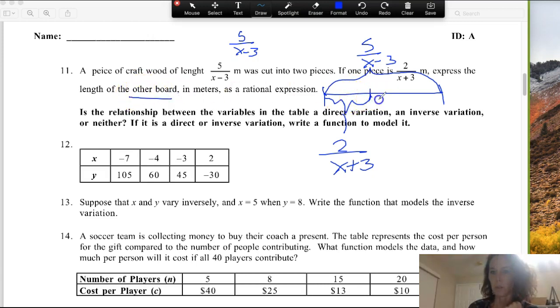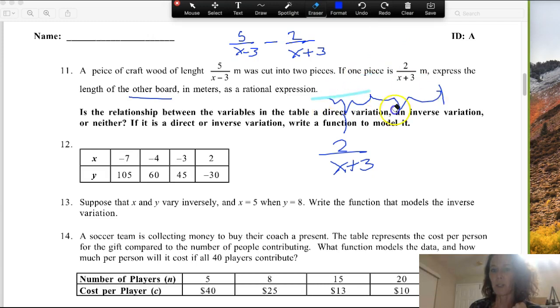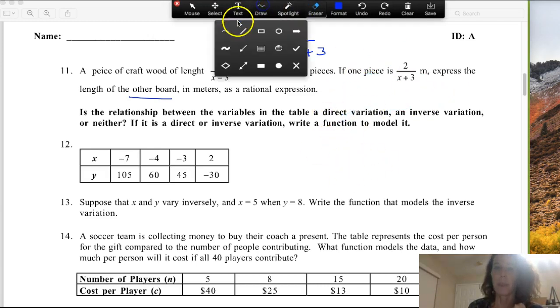We're expressing the length of the other board, so we want to express the length of this. To express it, we would just take the whole piece and subtract off this piece, and that would give us that piece. So I would just write 5/(x minus 3) minus the piece we know, 2/(x plus 3). And that would be the rational expression. Now I'm going to simplify this. I'm not just going to say, well, there it is. I need to simplify it.